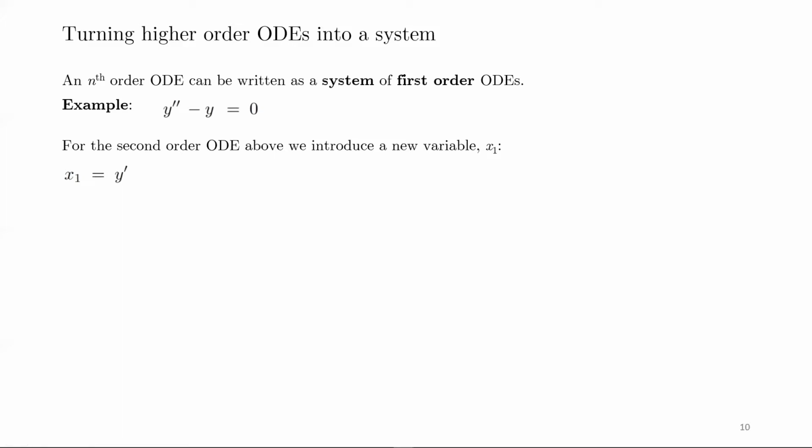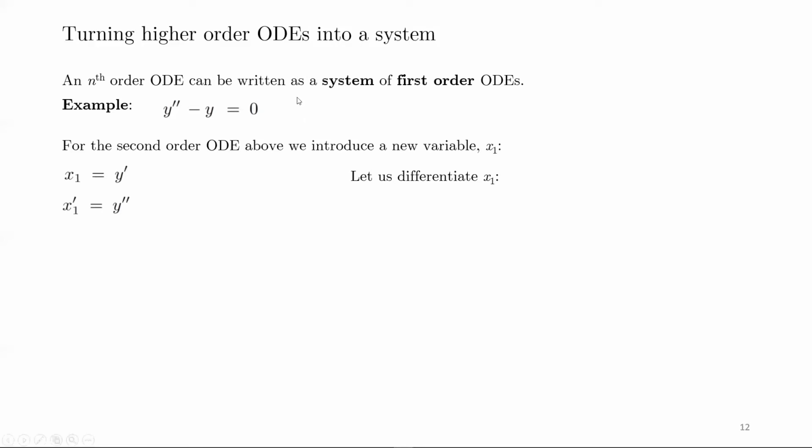Okay, but if we have two dependent variables, x1 and y, we want two first order ODEs for these variables. So we have one first order ODE here, but we need a second first order ODE, and in particular we need a first order ODE for x1. So what I'm going to do is I'm going to differentiate x1. So x1 prime, if I differentiate x1, I get y prime. If I differentiate y prime, I get y double prime. So x1 prime equals the second derivative of y.